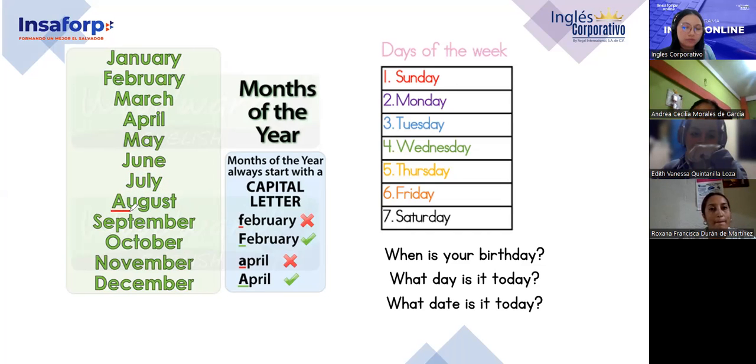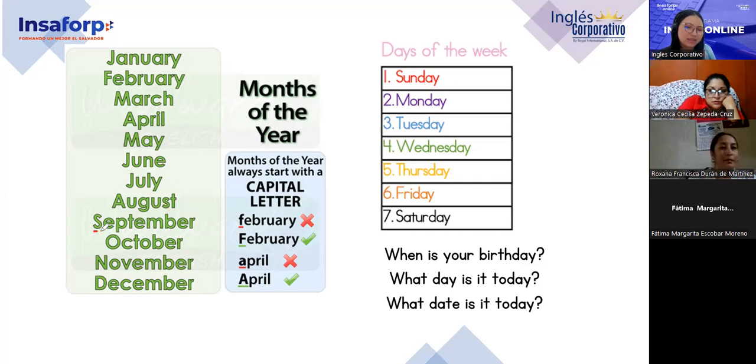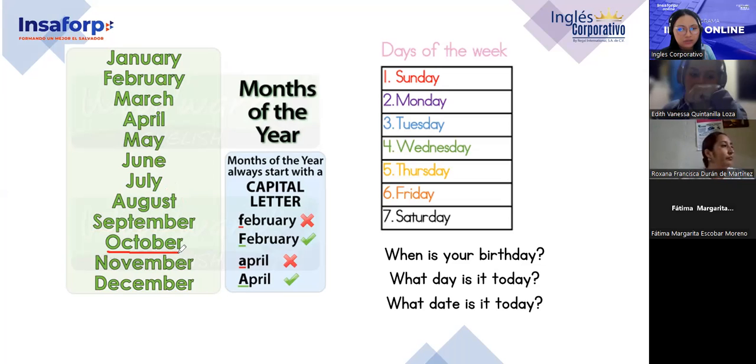Take a look at this one. Oh. Son solo August. Sonido oh y luego August. August. You have a T sound at the end. August. This is quite easy. September. October. November. November. And December.